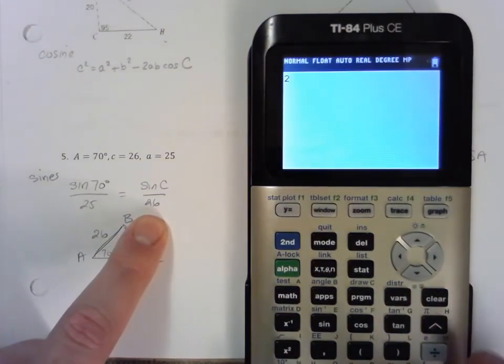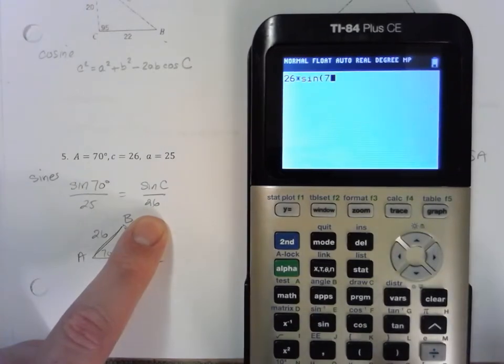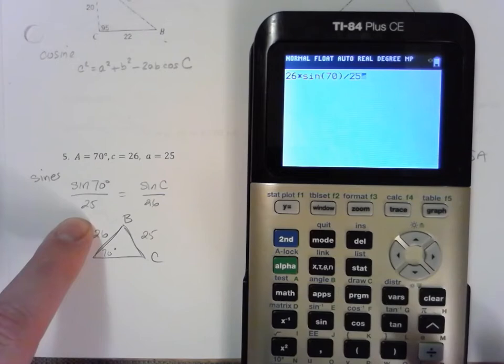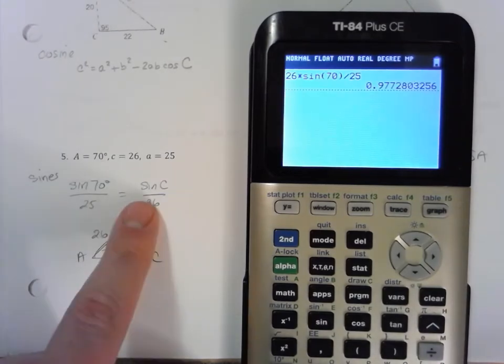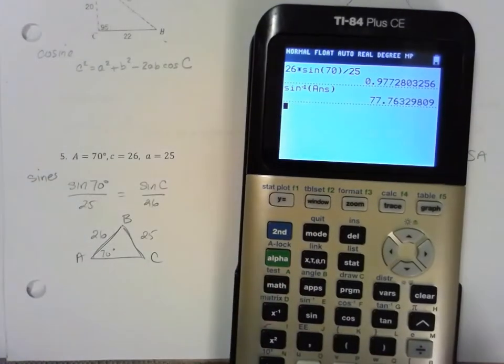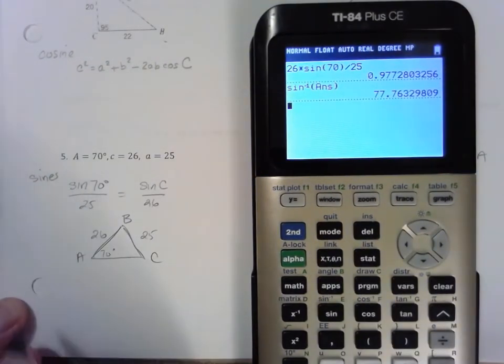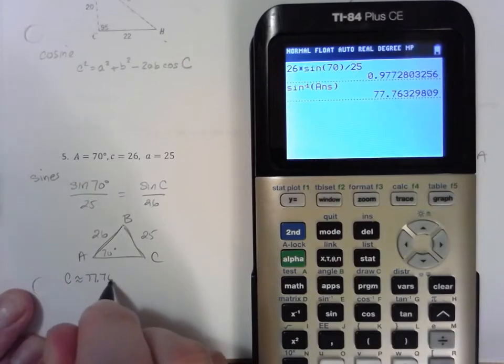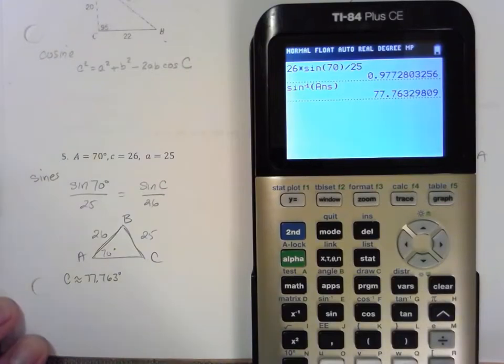What's 26 times the sine of 70 degrees? Then I'm going to divide it by 25. And I'm going to take the sine inverse. So this tells me the measure of angle C is 77.763 degrees.